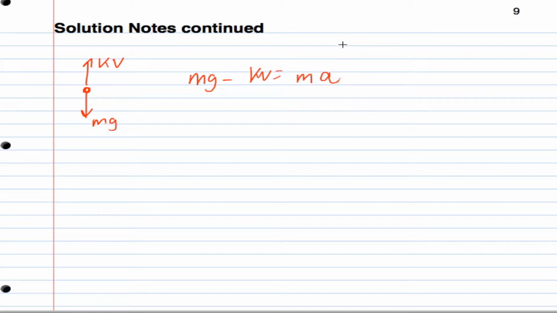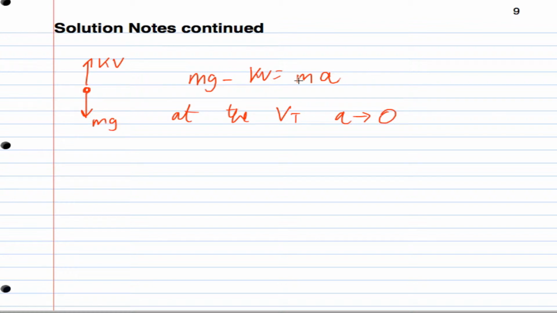Notes continued. And the way this is going to work is that we want to get the terminal speed as it's moving downwards. As it's moving downwards, it's going to have mg going down, and it's going to have this force kv going up. And the differential equation that describes it is mg minus kv equals ma. a could be dv/dt, but we're not going to do that right now because what we want to find is the terminal speed. So at the terminal speed, a is 0.